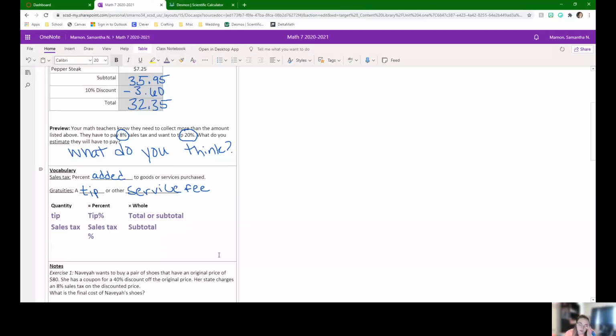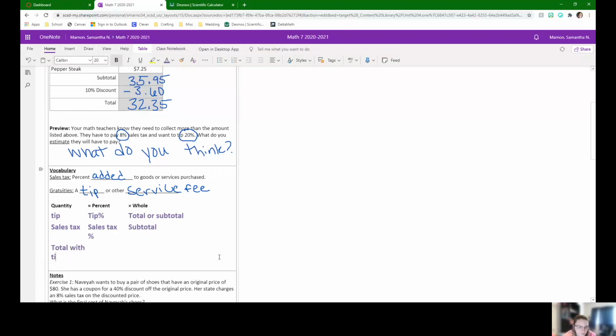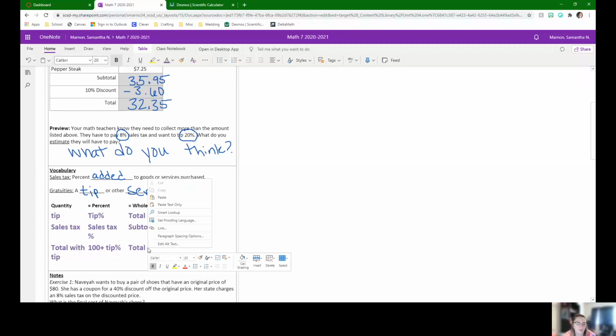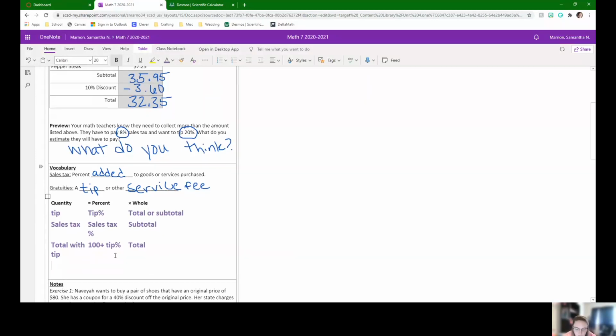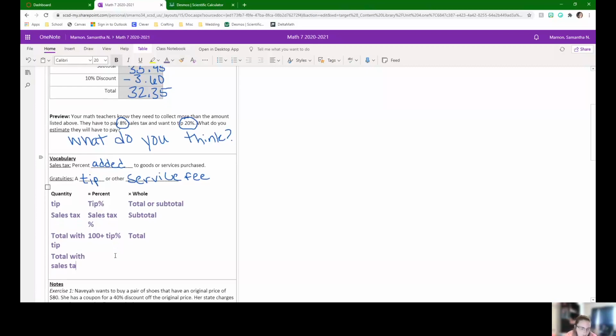If you ever did want to do these all in one step for a total bill, so if you wanted the total with the tip, your percent is going to be 100 plus the tip percent. And then your whole is still going to be your total or subtotal. If you wanted to do your sales tax and get it all in one step, so you want your total with sales tax, it's going to be 100% plus the sales tax percent.